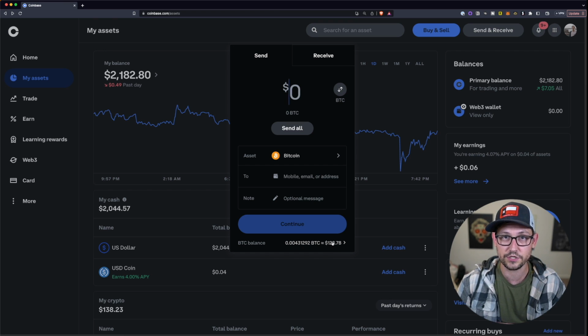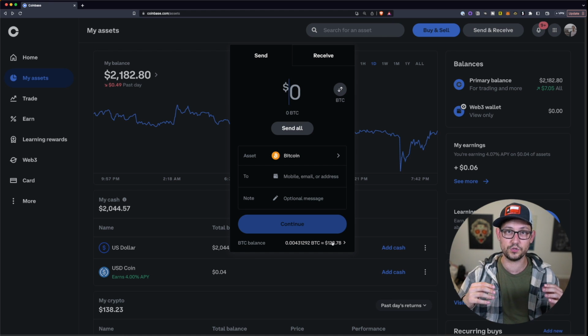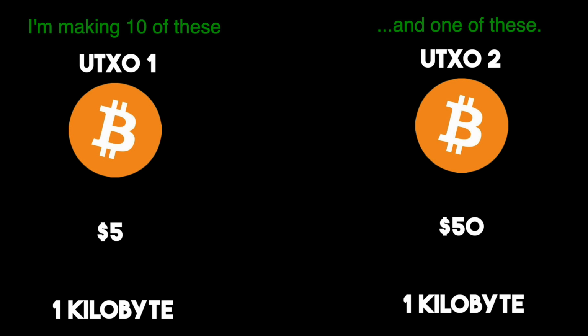And so what I'm going to do now is I'm going to withdraw one chunk of Bitcoin in a $50 increment, and then I'm going to withdraw 10 chunks of Bitcoin in $5 increments. So I should have about $100 in my Sparrow wallet. One chunk is going to be just the $50, and the other 10 chunks will be 10 chunks of $5.